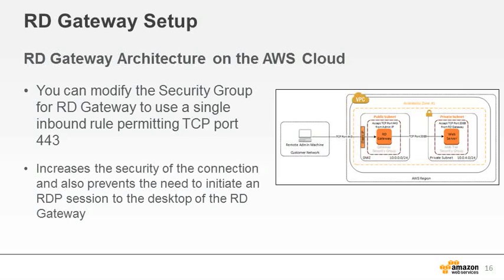So you can ensure that traffic coming into that gateway is encrypted in flight, and that certificates are being used in that particular scenario. It increases the security of the connection, and also prevents the need to initiate an RDP session to the desktop of the RDP gateway. So now you can jump through the box, and there are client setup steps as well that we'll talk through, that show you how you can not even mention the gateway itself, but jump right past it straight into the web server. So let's go to client configuration.